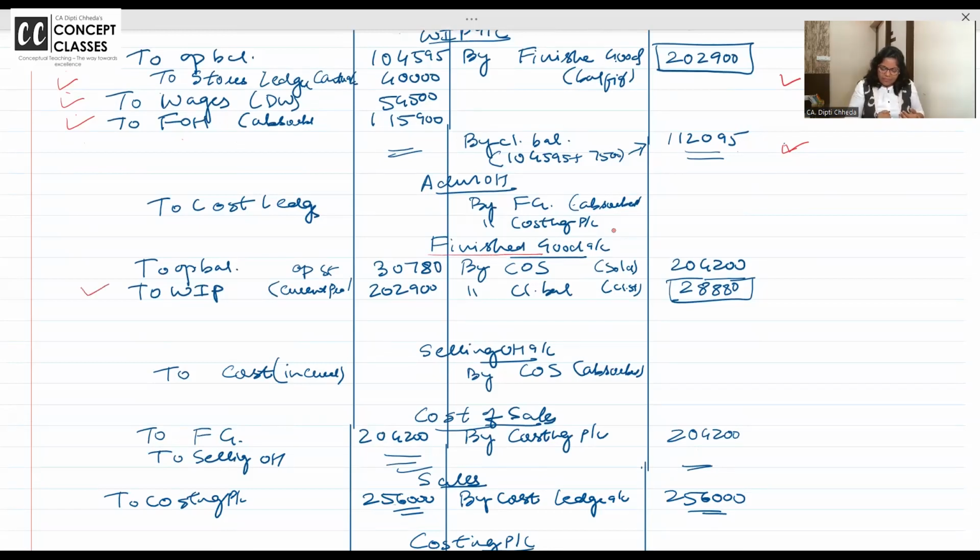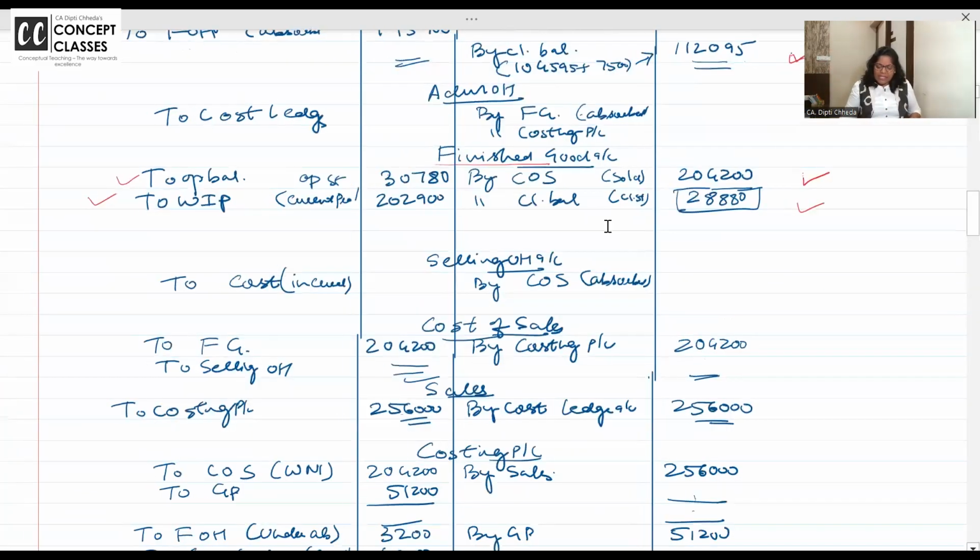ये रहा, ठीक है? Finished goods कुछ तो already ready थे, right? And some finished goods are still lying here, opening and closing finished goods. Some have come from the work in progress. Balancing figure can be cost of the sales. Whatever finished goods were there, add on जो finish होके आए हैं, this much. Out of this, this is the closing. Remaining transfer it to the cost of the sales.